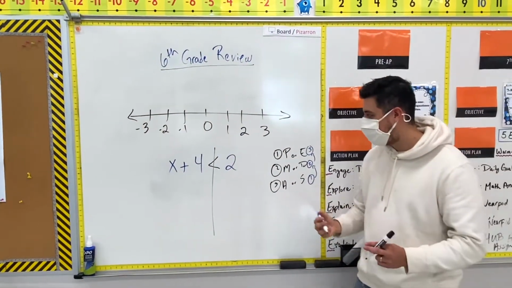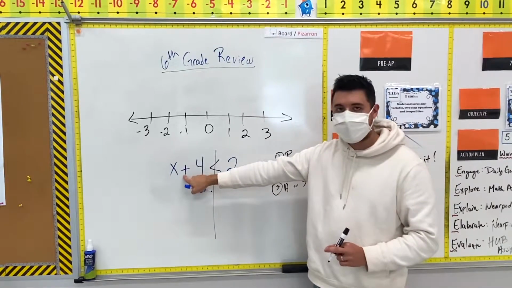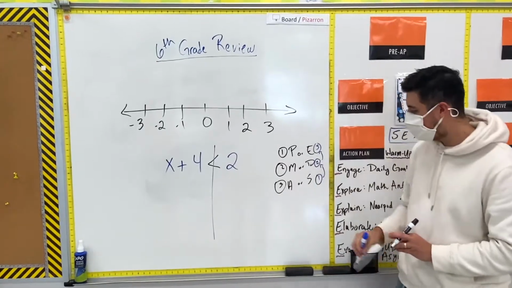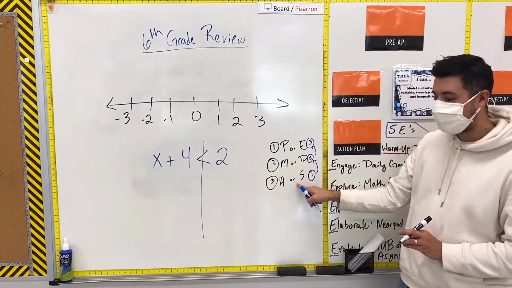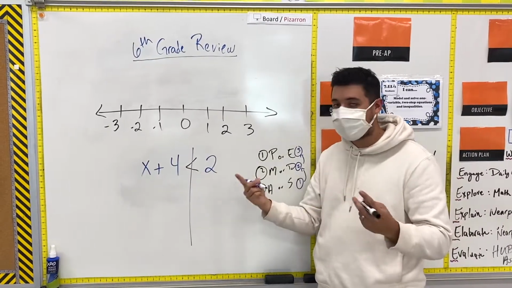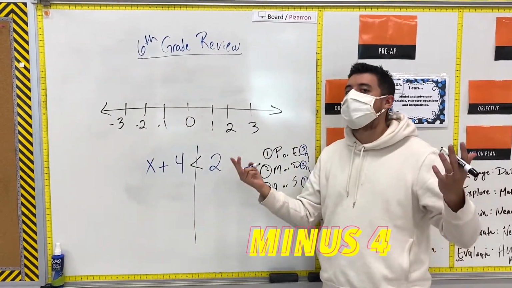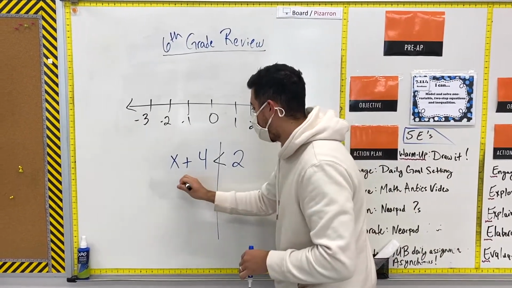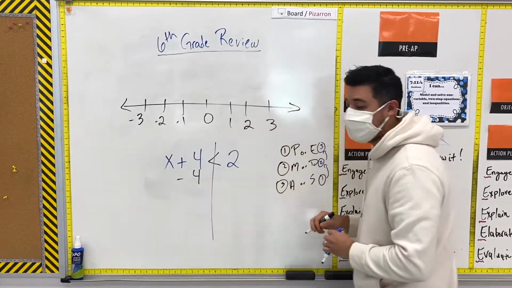Okay, I see some addition. I don't know if that's what you guys picked, but I see x plus 4 is less than 2. So since I see plus 4, I gotta do the opposite of plus 4. So what's the opposite of plus 4? Minus 4. Very good. So the opposite of plus 4 is minus 4. So I'm gonna take away 4.